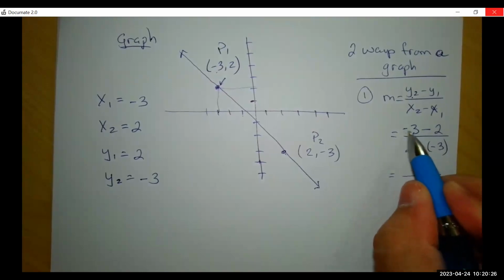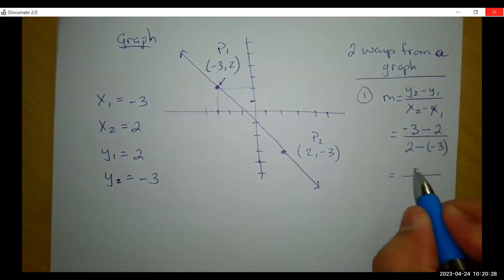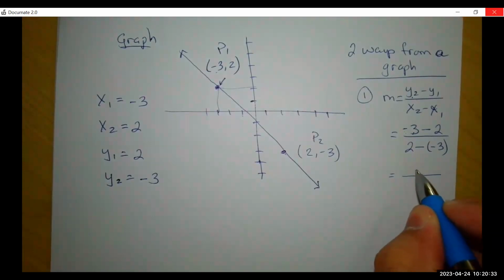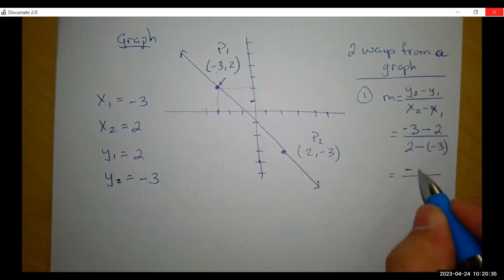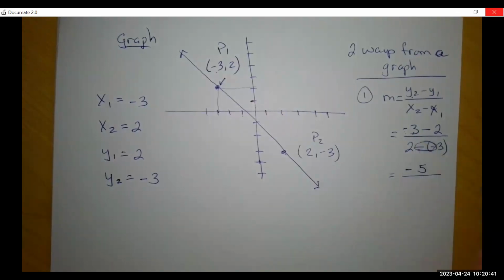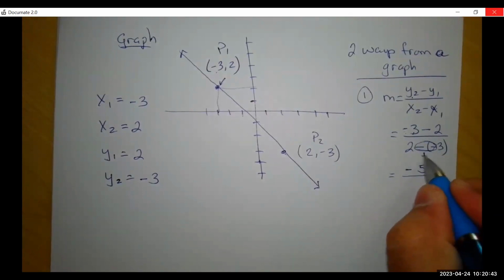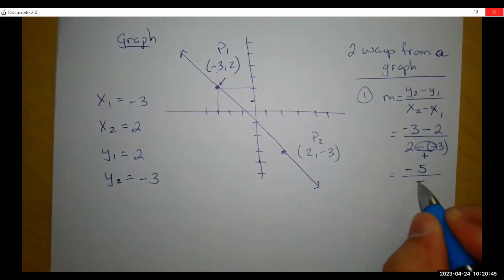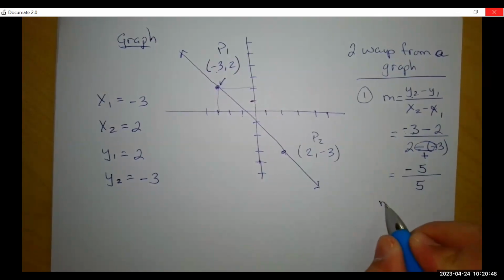On the top, -3 minus 2. They're both negative, so the answer is what sign? Negative. 3 plus 2 is 5. On the bottom, you have 2 negatives next to each other. What happens there? Yeah, so it's 2 plus 3, which is 5. So our slope is what?